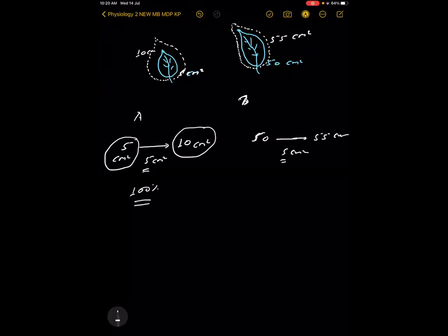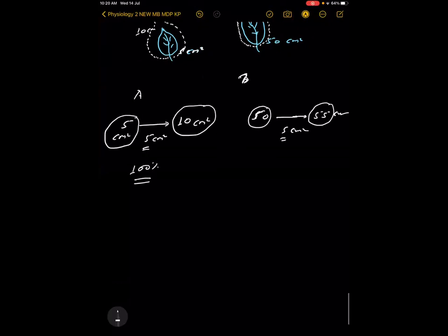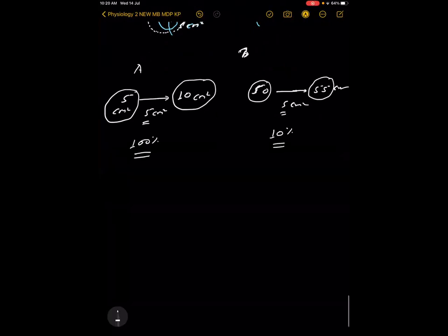Whereas in B's case, 50 grows up to 55. So actually it covers 5 centimeters only, but it grows only 10%. So leaf A grows fast, whereas leaf B's growth is slower than A.